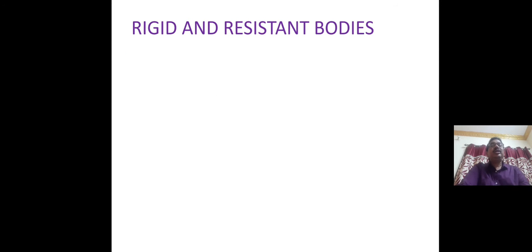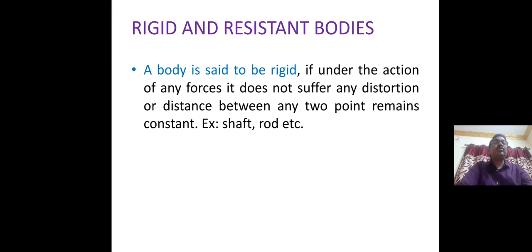Now, what is a rigid body and a resistant body? We have already studied this in engineering mechanics, so once again I am revising. What is meant by a rigid body? What is meant by a resistant body? A body is said to be rigid if, under the action of any forces, it does not suffer any distortion, or the distance between any two points remains constant. Examples are shaft and rod.